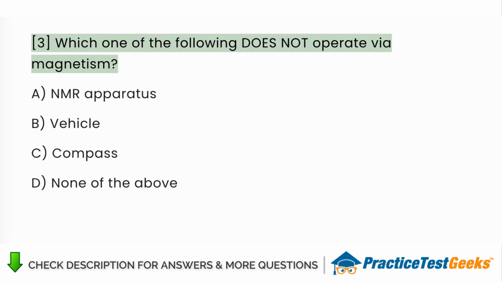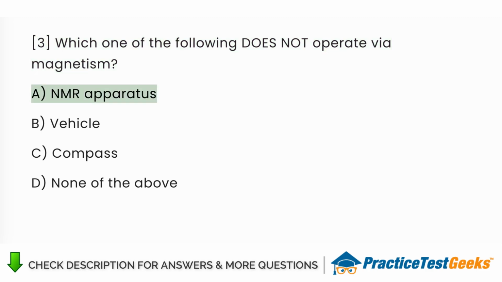Which one of the following does not operate via magnetism? A. NMR apparatus. B. Vehicle. C. Compass. D. None of the above.